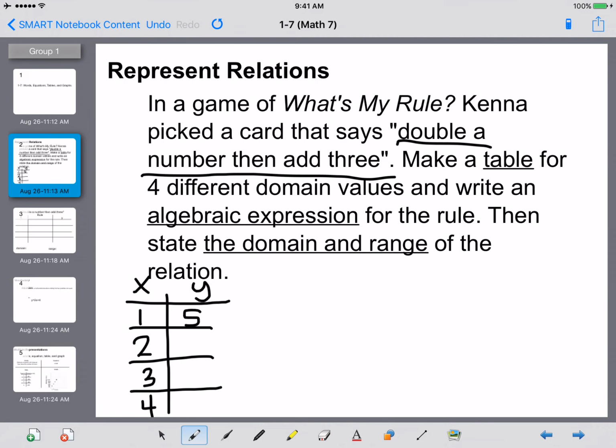2 doubled is 4. Add 3, we get 7. 3 doubled is 6. Add 3, we get 9. And 4 doubled is 8. Add 3, we get 11.